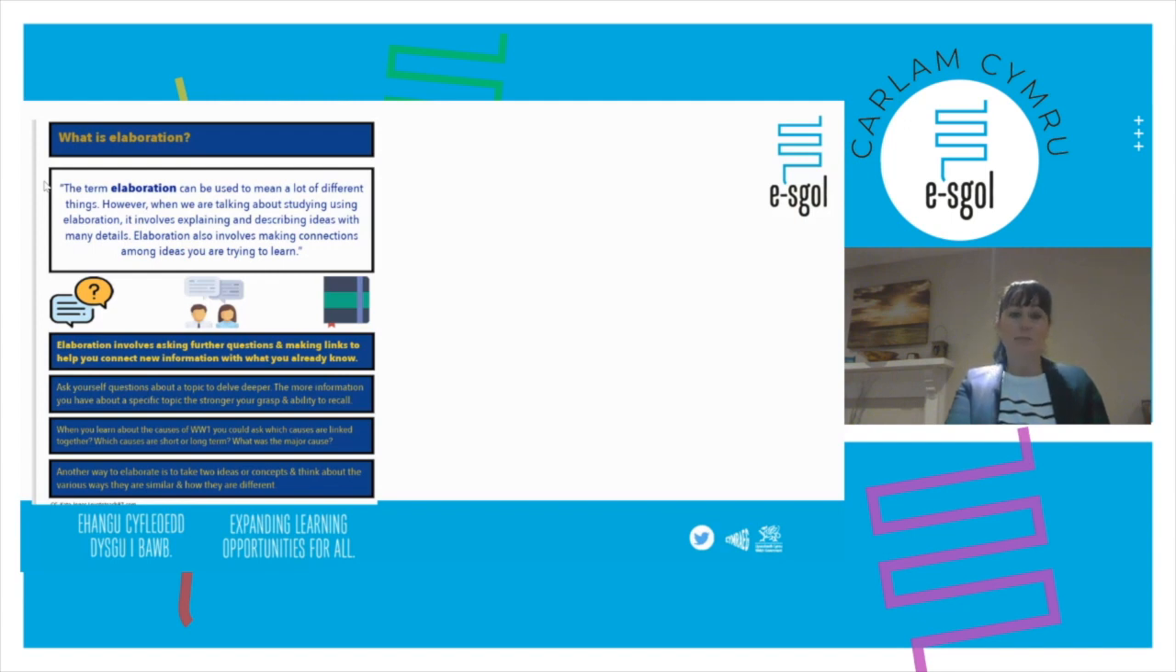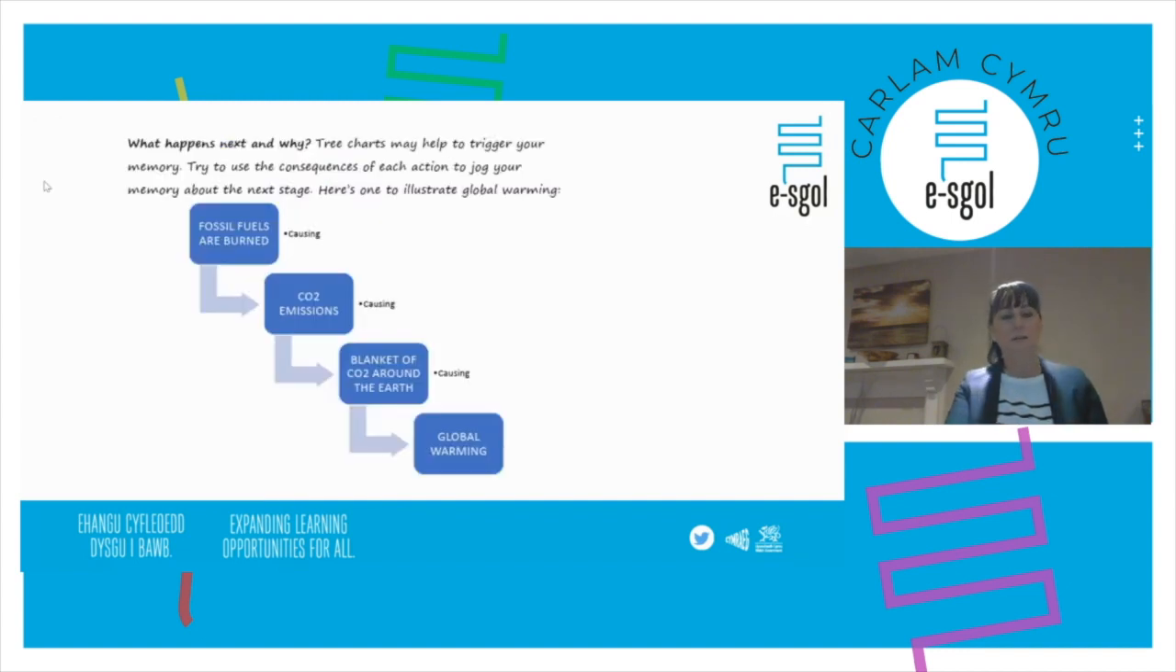Another way to elaborate is to take two ideas or concepts and to think about the various ways that they are similar and how they are different. So this is an example of elaboration. What is happening? What is happening next? What does it go on to do? This is a tree chart, and it might help you to trigger your memory. So instead of just writing this whole thing out in one line, you have got the consequences put into a little diagram, which hopefully will help you to understand global warming.